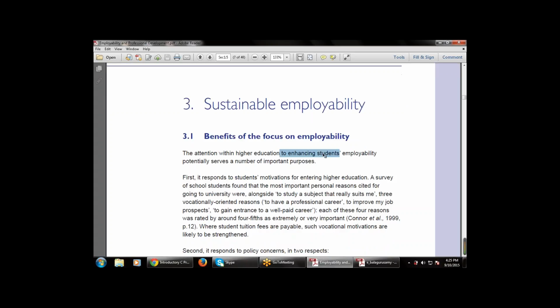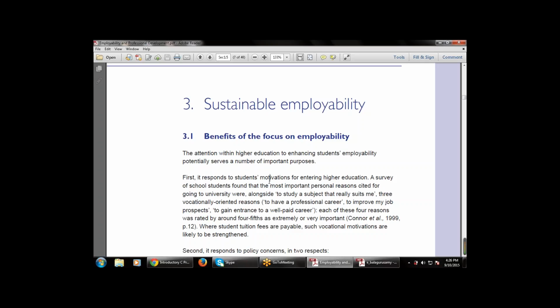So the attention within higher education to enhancing student employability potentially serves a number of important purposes. There are multiple important purposes for the focus on employability. What are the various reasons why there is an impact on employability? First, it responds to student motivations for entering higher education. Every student's motto for entering higher education is a focus on employability.